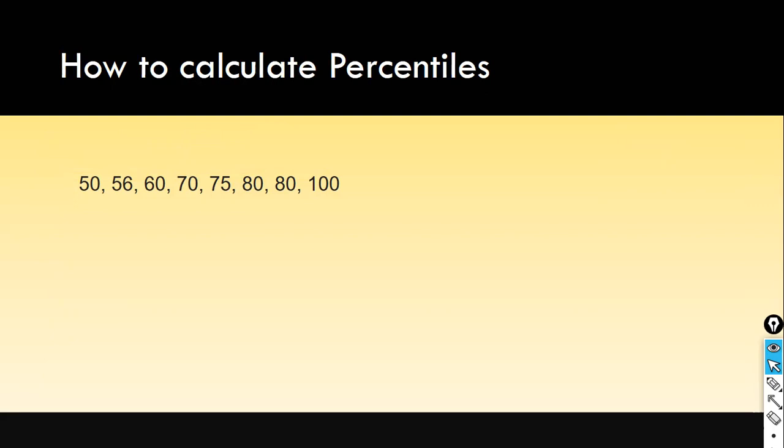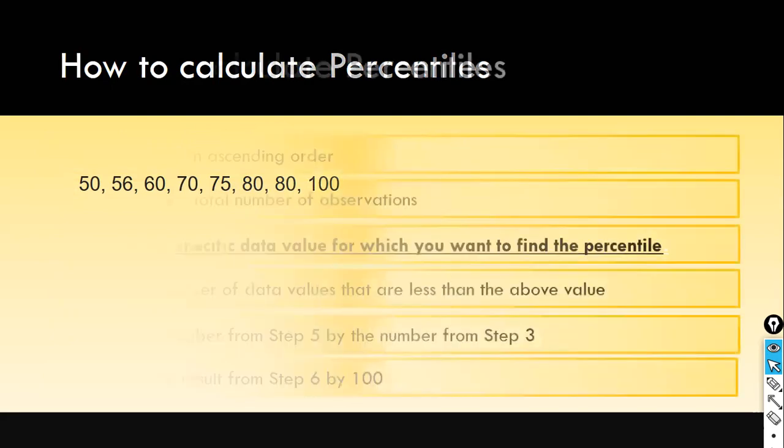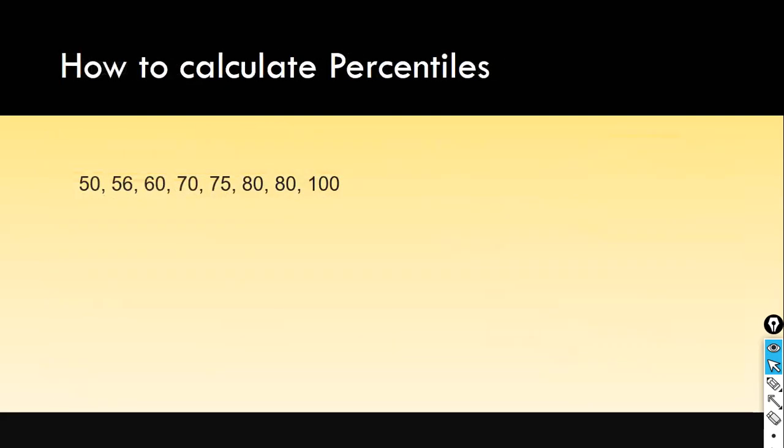So what is the first rule? Sort the data in ascending order. Is that in ascending order? Yes. Next step is to determine the total number of observations. How many observations are there? 6, 7, 8. Okay, so 8 are there. And we need to find out the percentile for 80.